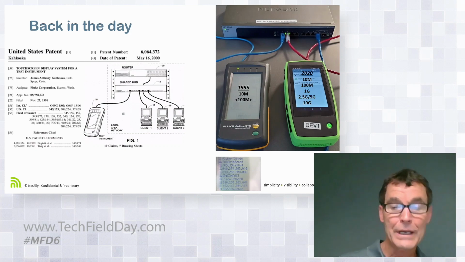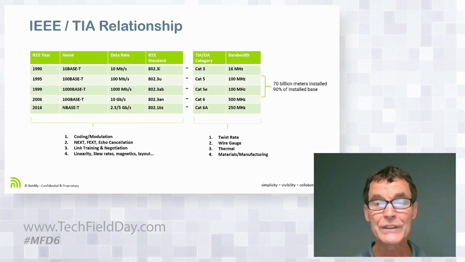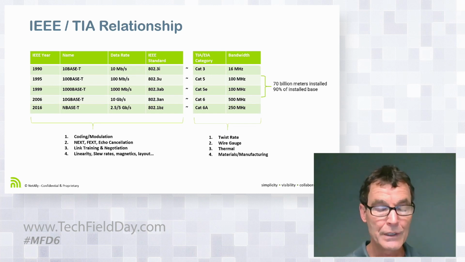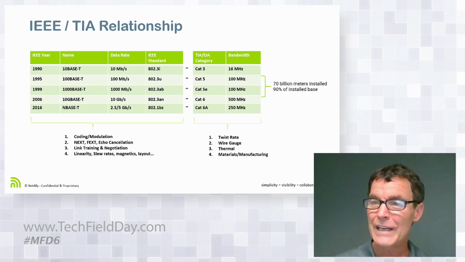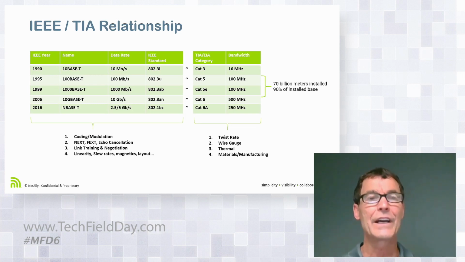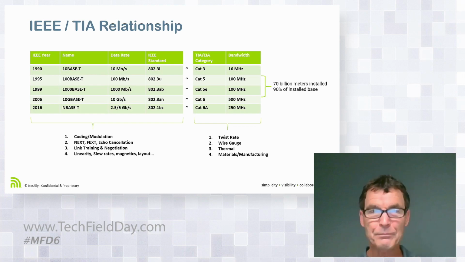But since I was at Fluke, I was always in this weird relationship, right? A large part of the business was in cable certification, but I was on the active network side, just trying to reconcile what's going on between Ethernet speeds and cabling standards.